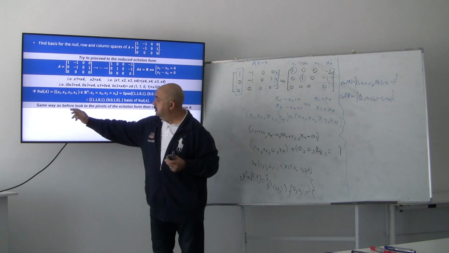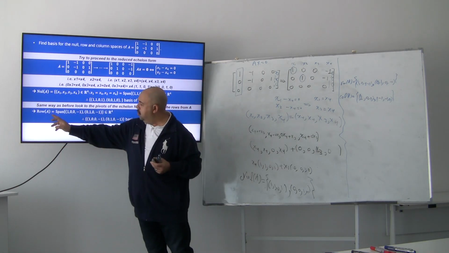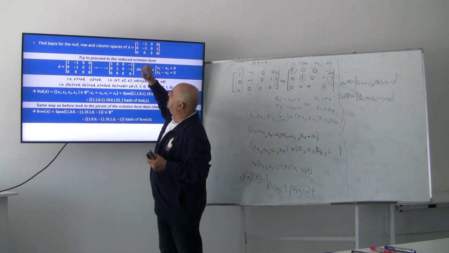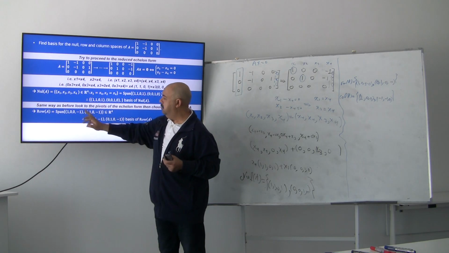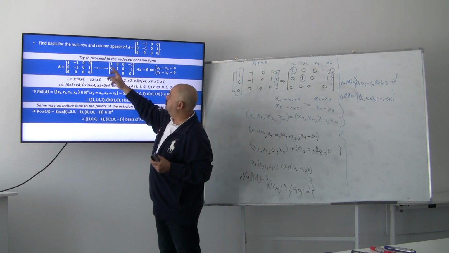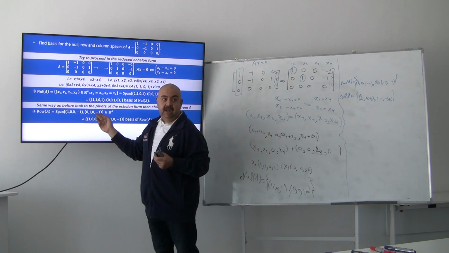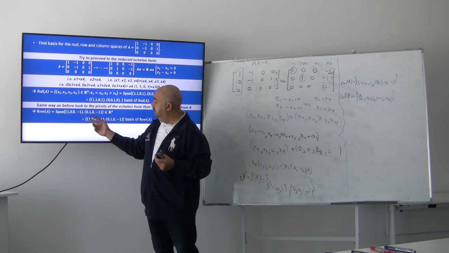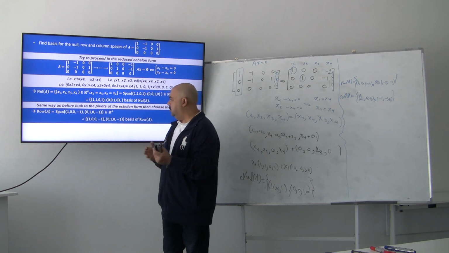If I want to get the row space of A, same way as before, I take the rows from the reduced echelon form, which are 1, 0, 0, -1 for the first row, and 0, 1, 0, -1 for the second row. These two vectors belong to R4, of course, and they form the basis of the row space.